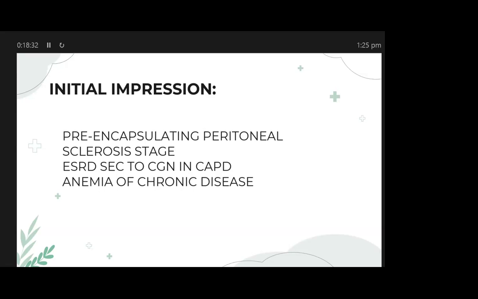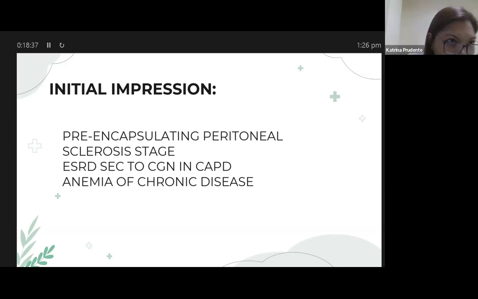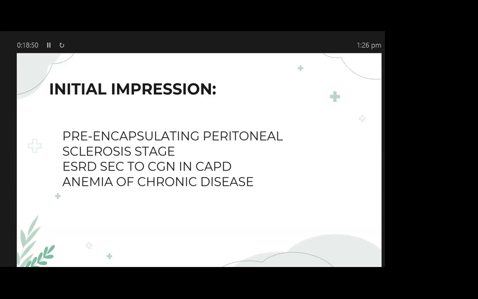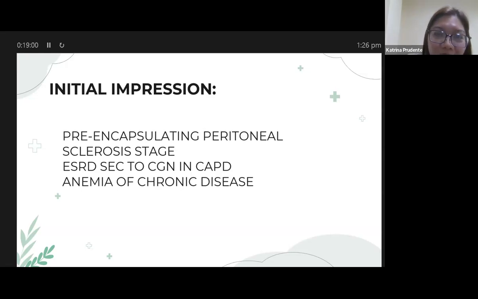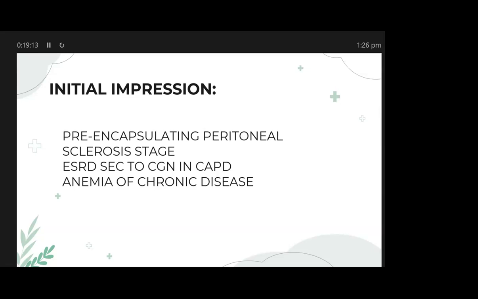Dr. Prudente, was a chest X-ray done also? Chest X-ray showed minimal pleural effusion, ma'am, but no other significant findings. Did the patient present with pulmonary tuberculosis symptoms? The patient has no history of PTB, no history of night sweats, fever, or chronic cough that could point to a pulmonary tuberculosis diagnosis. Thank you.